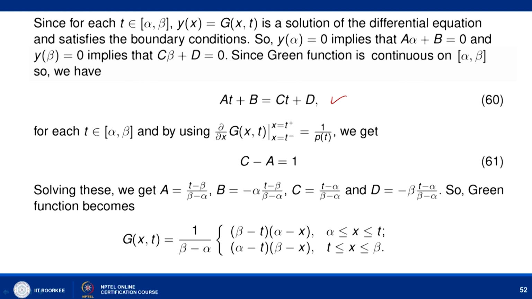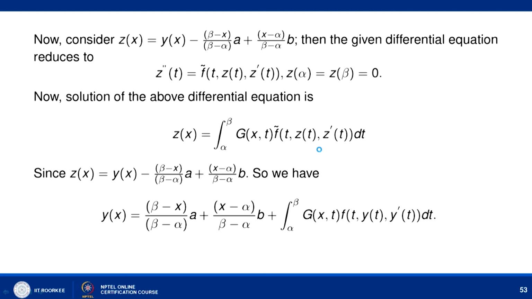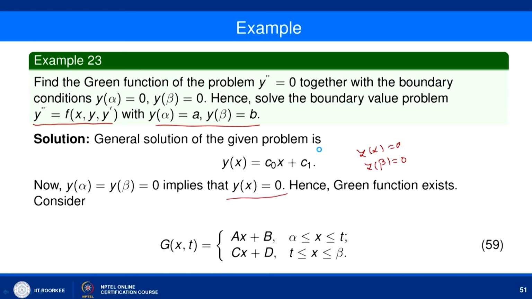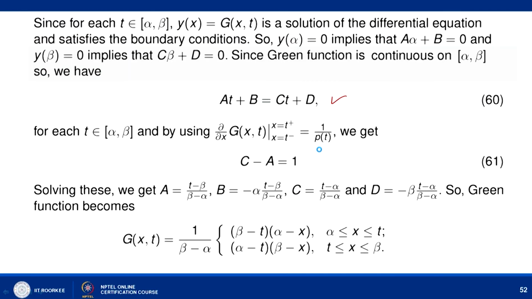condition we can write the jump of dG/dx from x equal t plus to t minus equal to 1 upon p(t). Now here p(t) is basically 1. So using this we can write that c minus a is equal to 1. So c minus a equal to 1 and at plus b equal to ct plus d, and some more conditions are given. Using these we can get our solution a, b, c and d.